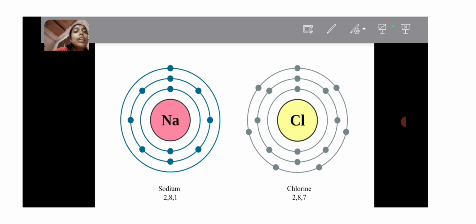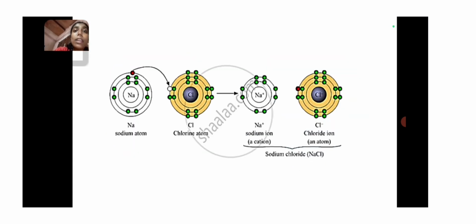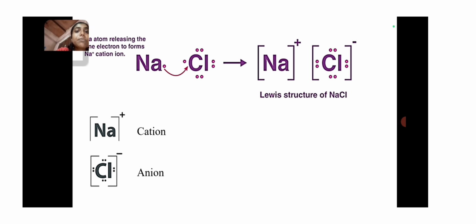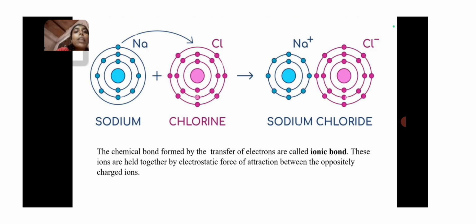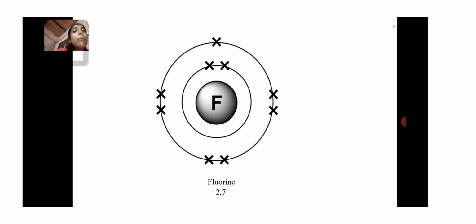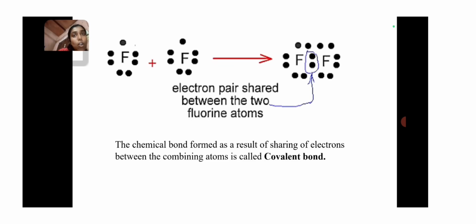After transferring one electron, the sodium atom becomes a sodium ion with a positive charge, and these positively charged ions are known as cations. And the chlorine atom becomes a chloride ion, and it gains a negative charge, and negatively charged ions are known as anions. So in the case of sodium chloride, sodium is the cation and chloride is the anion. The chemical bond formed with the transfer of electrons is known as ionic bond, and the chemical bond formed by the sharing of electrons is known as covalent bond.